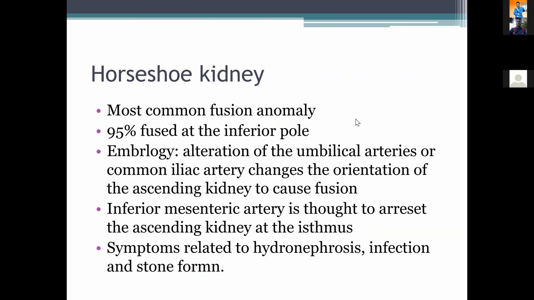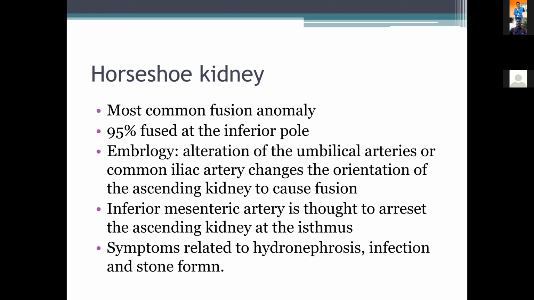So the horseshoe kidney is the most common form of fusion. It is said that in 95% the fusion is at the inferior pole. And the embryology is that alteration of the umbilical arteries or the common iliac arteries changes the orientation of the ascending kidney to cause fusion.